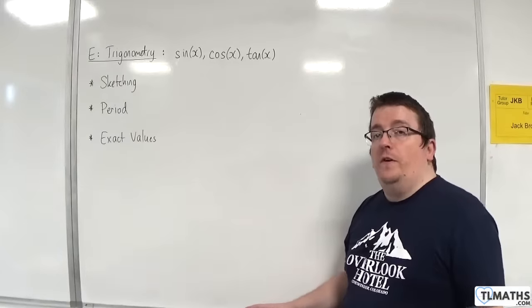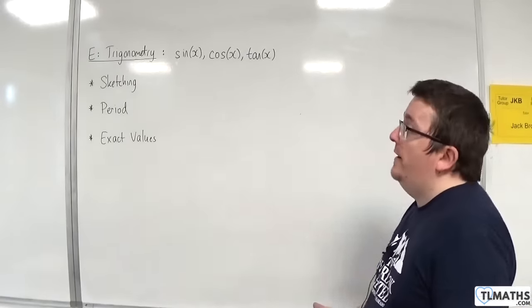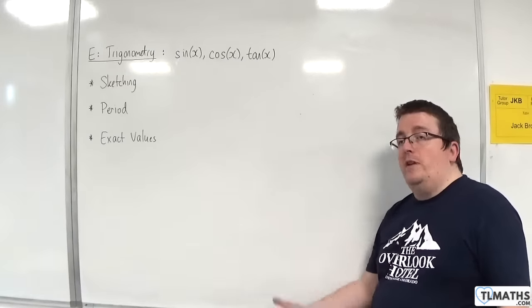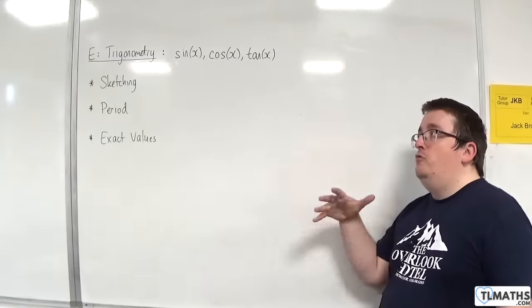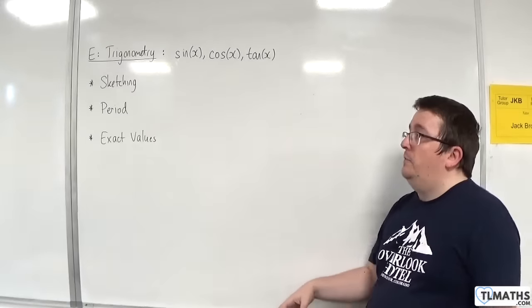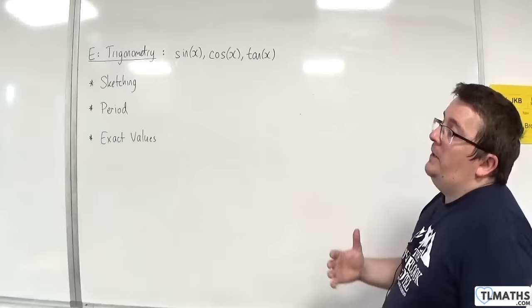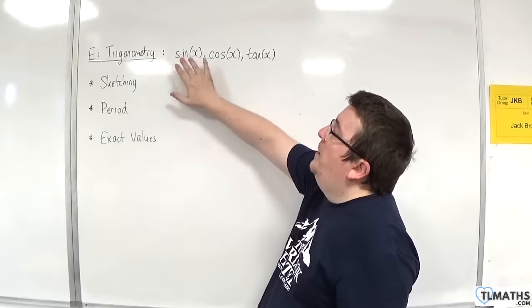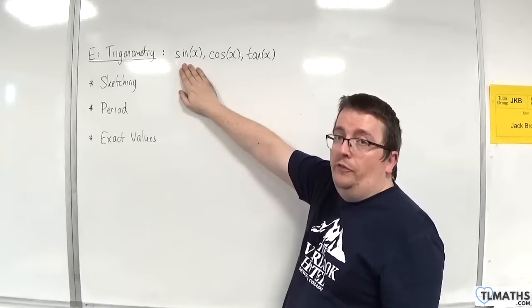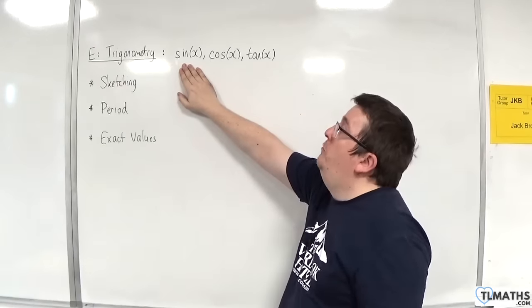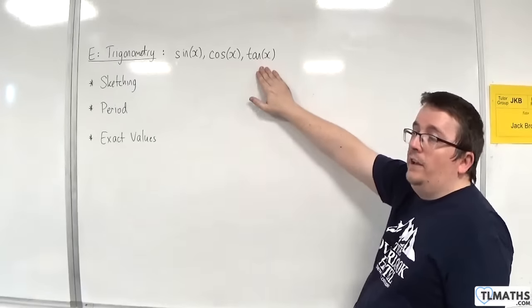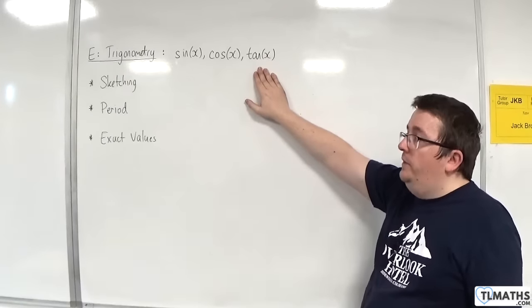Now, for the basic trig functions, sine x, cosine x, and tan x, as I've already pointed out, I expect you to be able to sketch them, whether it be in degrees or in radians. Remember, radians is only for full A-level maths and not AS. I expect you to know how to identify the period of these functions. So the period of sine x is 360 degrees or 2 pi radians. Cosine x is 360 degrees or 2 pi radians. Tan x is 180 degrees or pi radians.